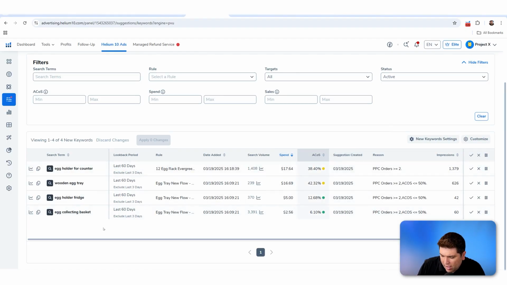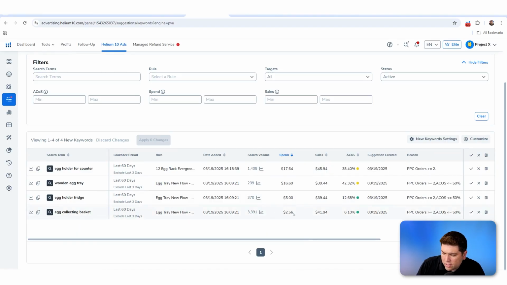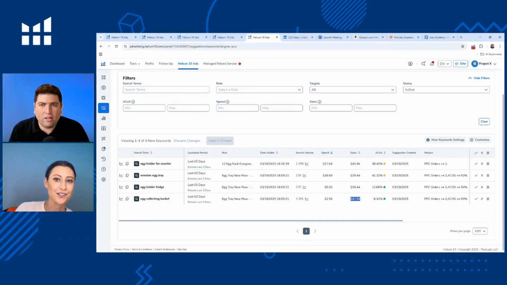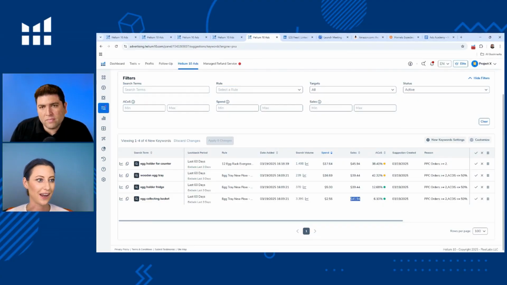Here, I have a keyword, egg collecting basket. So here I spent $2.56 and I got $41 worth of sales. That's great. But again, that was probably from an auto campaign, so who knows how much of the day I'm showing. This is actually a great example, even going back to our last negating. I have a lot of people that would have made that term a negative because we are not selling a basket. We are selling a wooden tray. But as we can see, with the right combination of bid and the right combination of conversion rate, it's a really good term. It's working. It converted. That's what matters.